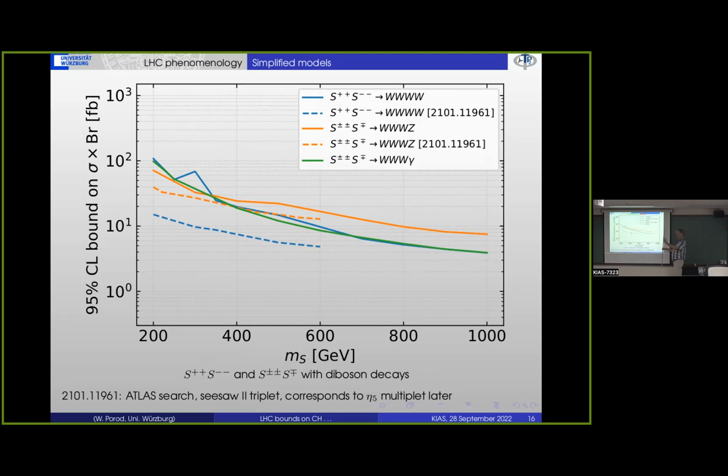Then, of course, you would do the calculation in a particular model and see where you cross these lines, as I will show later on for the SO(5) case. Just one word. What ATLAS did here, they looked into a model which contains an SU(2) triplet. And this production cross-section is precisely the one that we get for this eta 5 multiplet I will present later on. So there's a direct connection to our model, which also shows that what we do here is also valid for other models. So this goes back and forth.